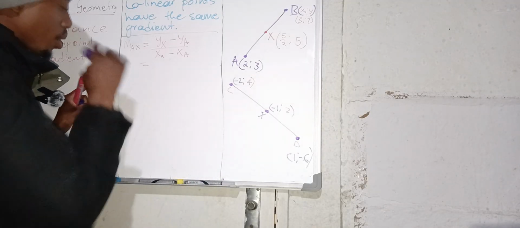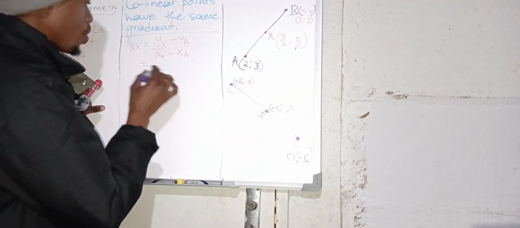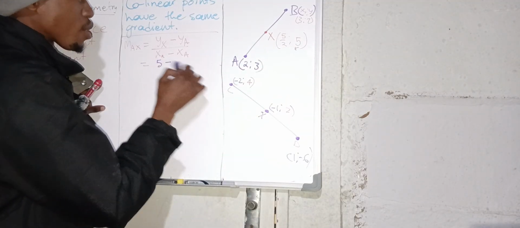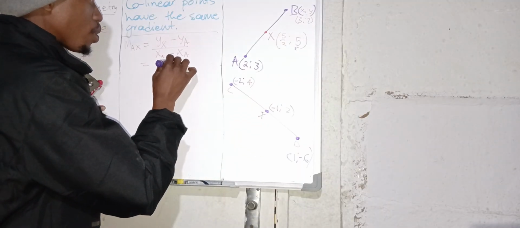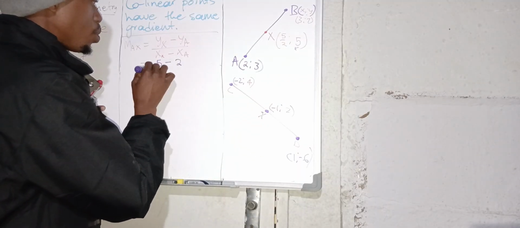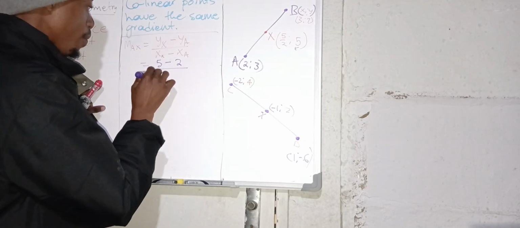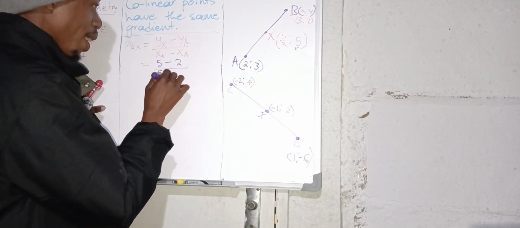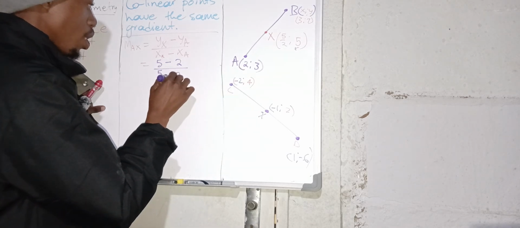Let's try purple. What is YX? It is 5. So I'm going to have 5 minus YA, which is 2. Going to have 2. Cool. XX is going to be 5 all over 2 minus XA, which is going to give me a 2.